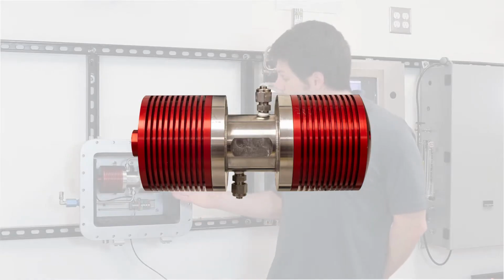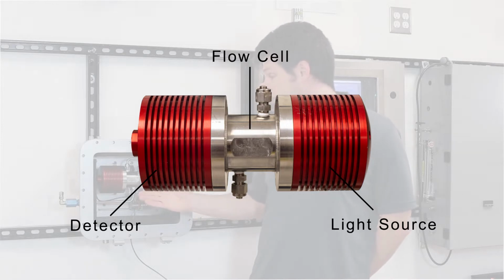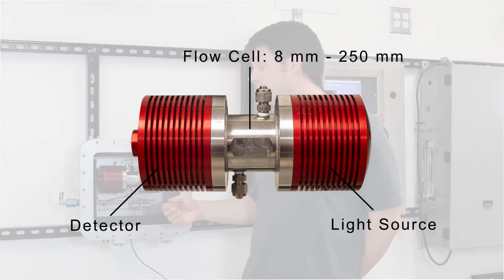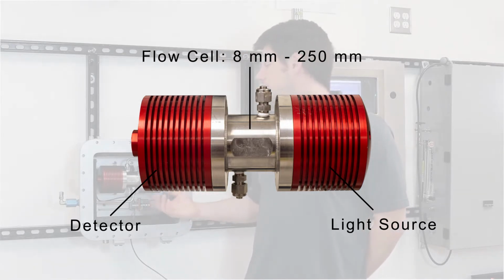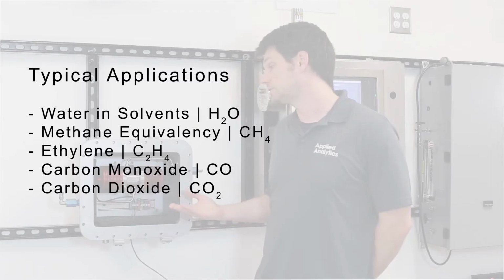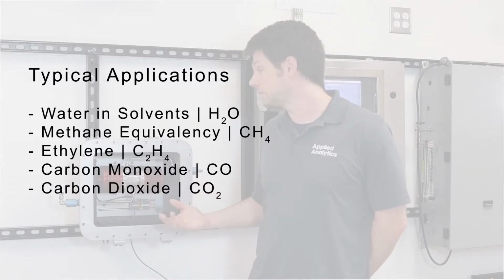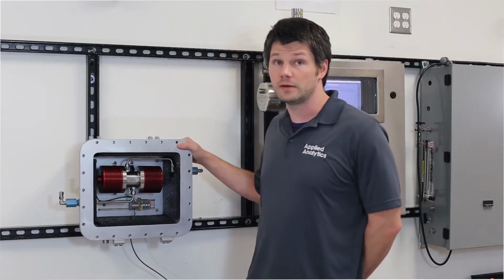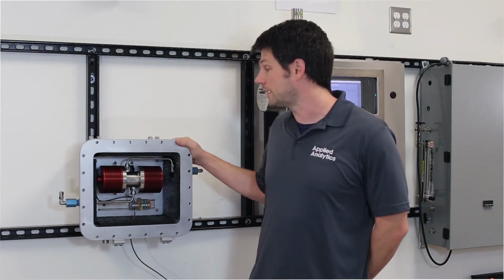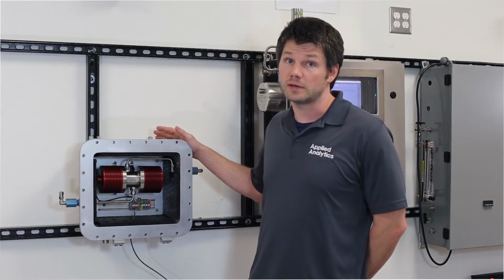So this is made up of a detector, light source, and a flow cell. Flow cell is anywhere from 8 millimeters to 250 millimeters based on application. Typical application is water and solvents, but we also do methane equivalency, CO, CO2. This particular one is inside an EXD box because it's for a rated application, but typically we'll just put this right inside the sampling system.